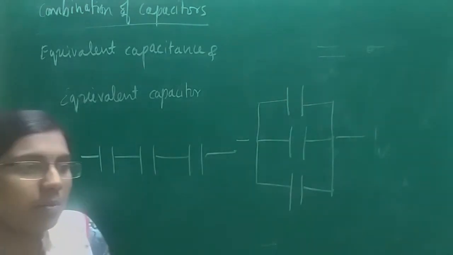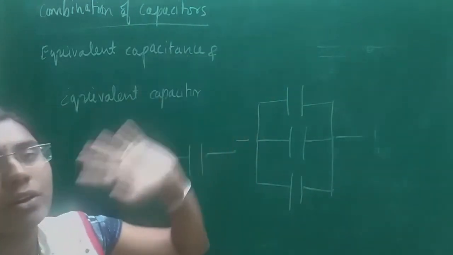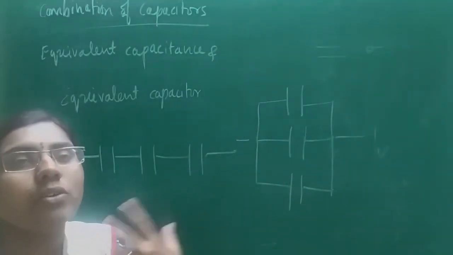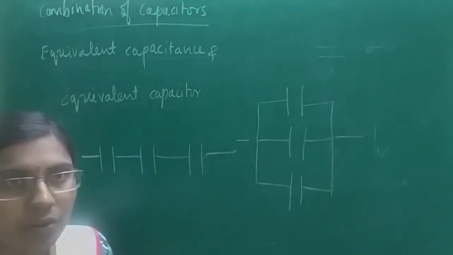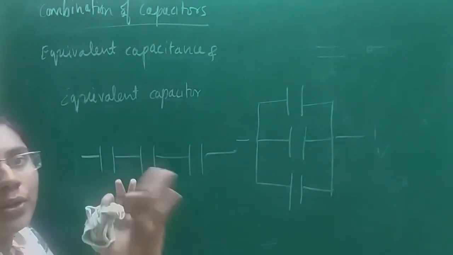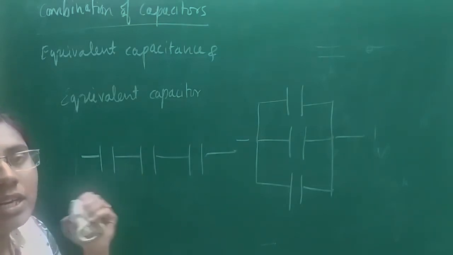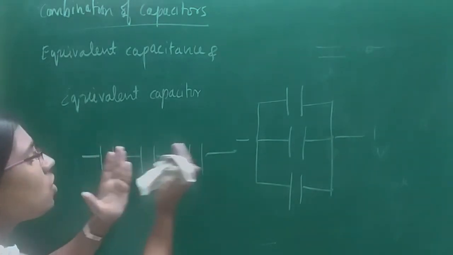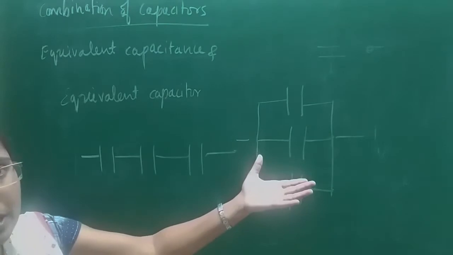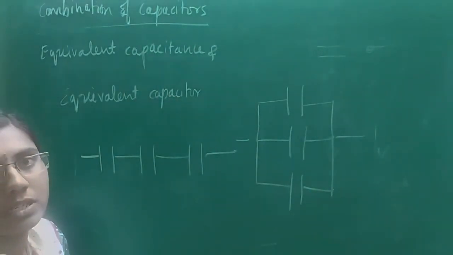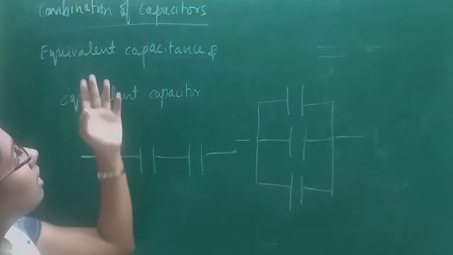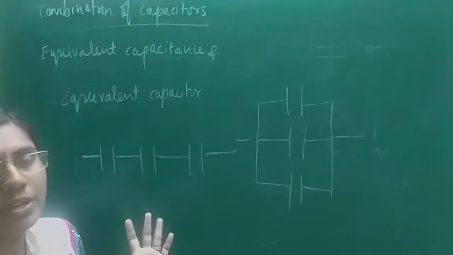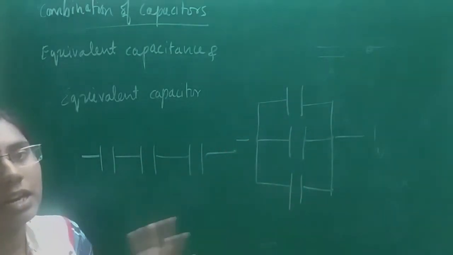For example, I require a 5 microfarad capacitor, but I have a 2 microfarad capacitor and a 3 microfarad capacitor. Then I have to join them to get the 5 microfarad capacitor. So in order to get the required value of capacitance, we can join two or more capacitors. We call that a combination of capacitors. There are two types of combination: one is series combination and the other one is parallel combination.